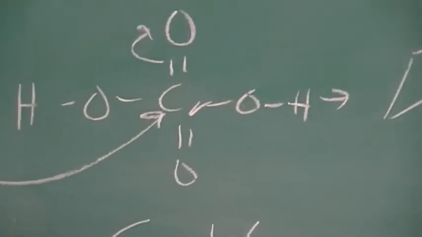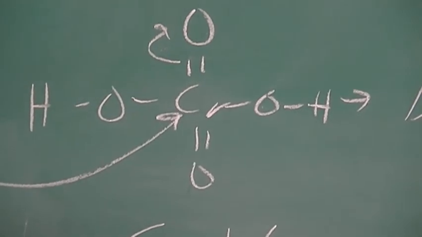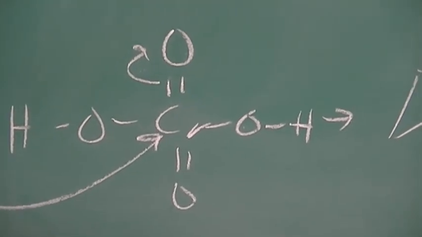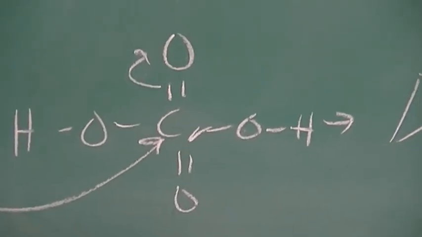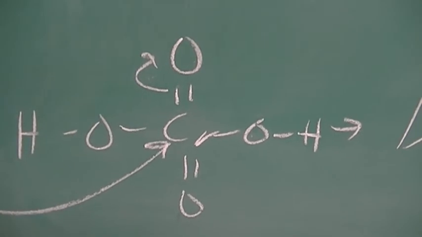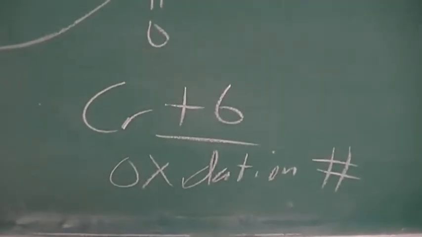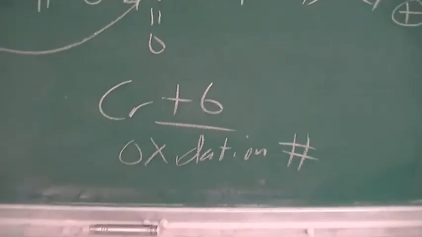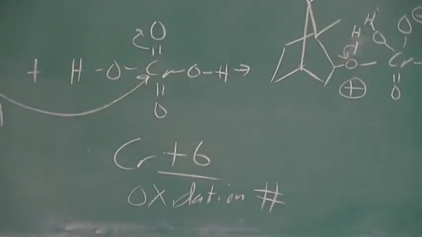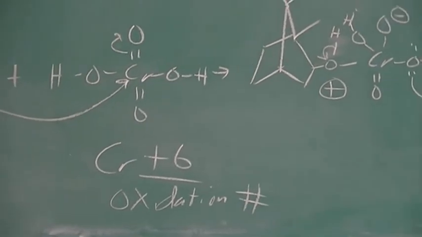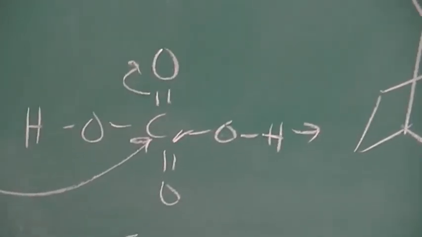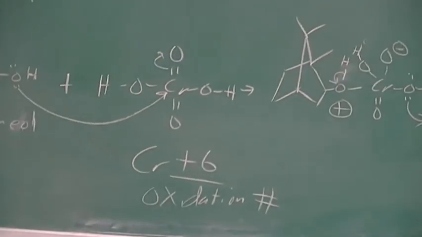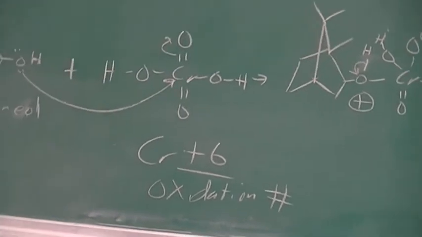And the chromic acid, if we come back to our chromic acid, we have two OHs, each at minus 1, so that is minus 2. We have two oxygens, each at minus 2, that's minus 4. So minus 4 for the two double bond O's, minus 2 for the two OHs, that's minus 6. And so the chromium oxidation number is a plus 6. So you see that the chromium oxidation went from a plus 6 to a plus 4. That has been reduced. The chromic acid is the oxidizing agent. Remember that oxidizing agents are reduced.